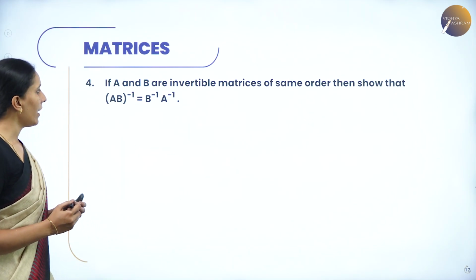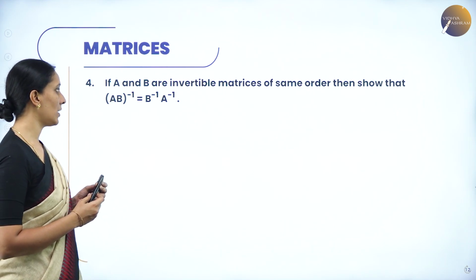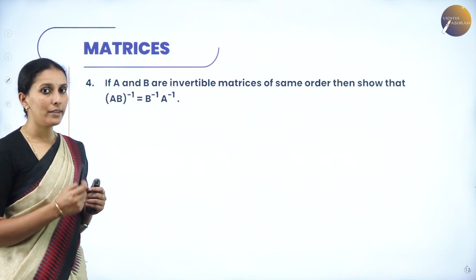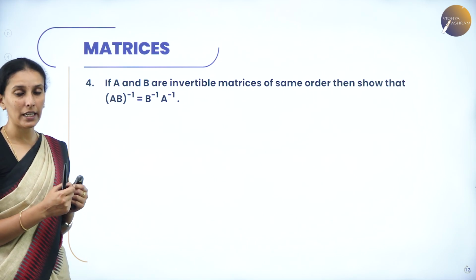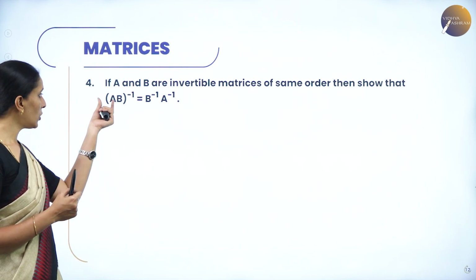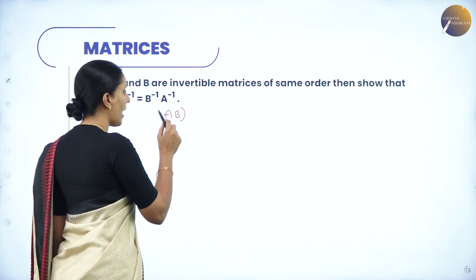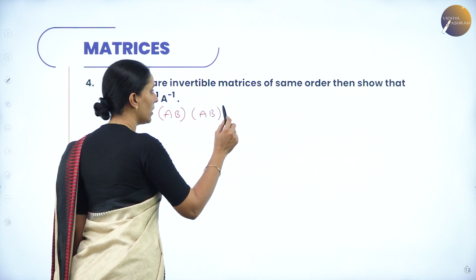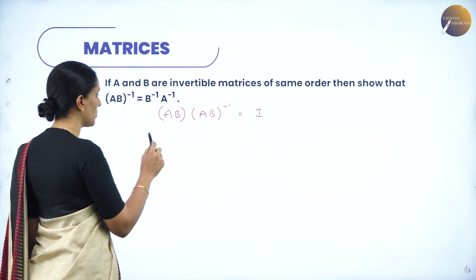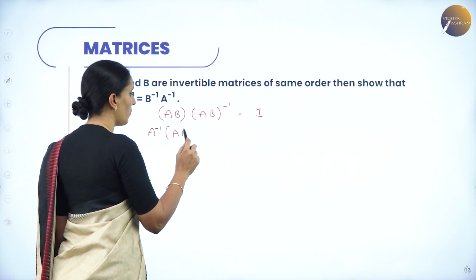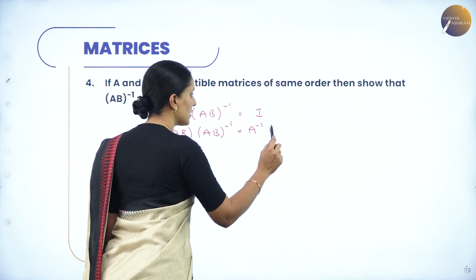Next question. If A and B are invertible matrices of same order, then show that AB whole inverse is equal to B inverse A inverse. We know that if inverse of a matrix exists, and if A and B are inverse to each other, then AB is equal to I. So here I need to show that AB whole inverse. So that means the product of AB and its inverse, that is AB whole inverse, will be equal to I. Now let me pre-multiply A inverse on both sides. So let us multiply A inverse here. So we will get AB whole inverse is equal to A inverse into I.